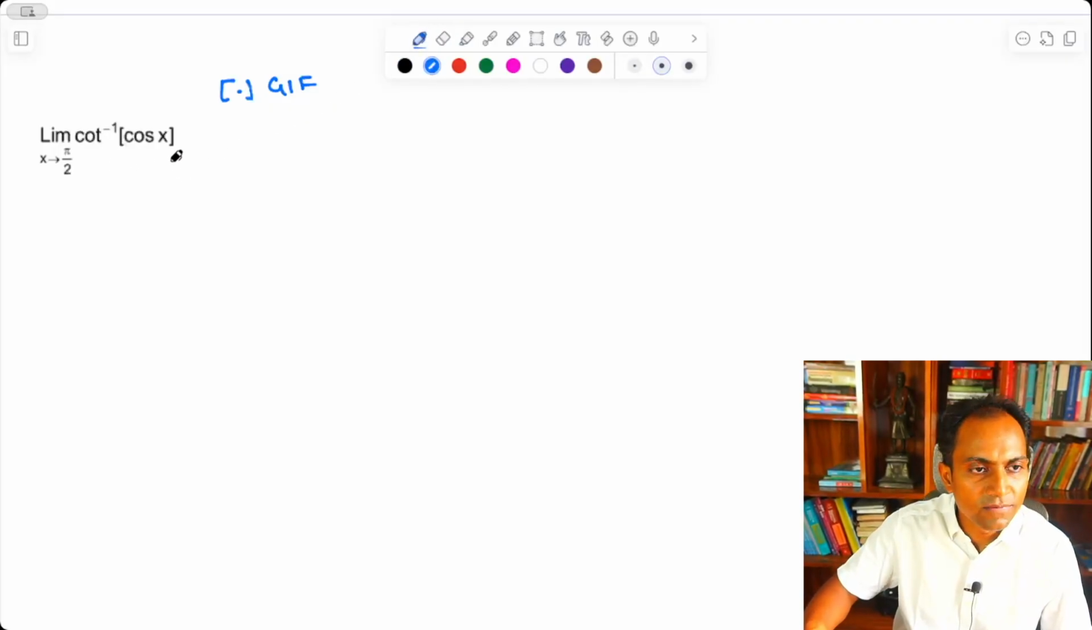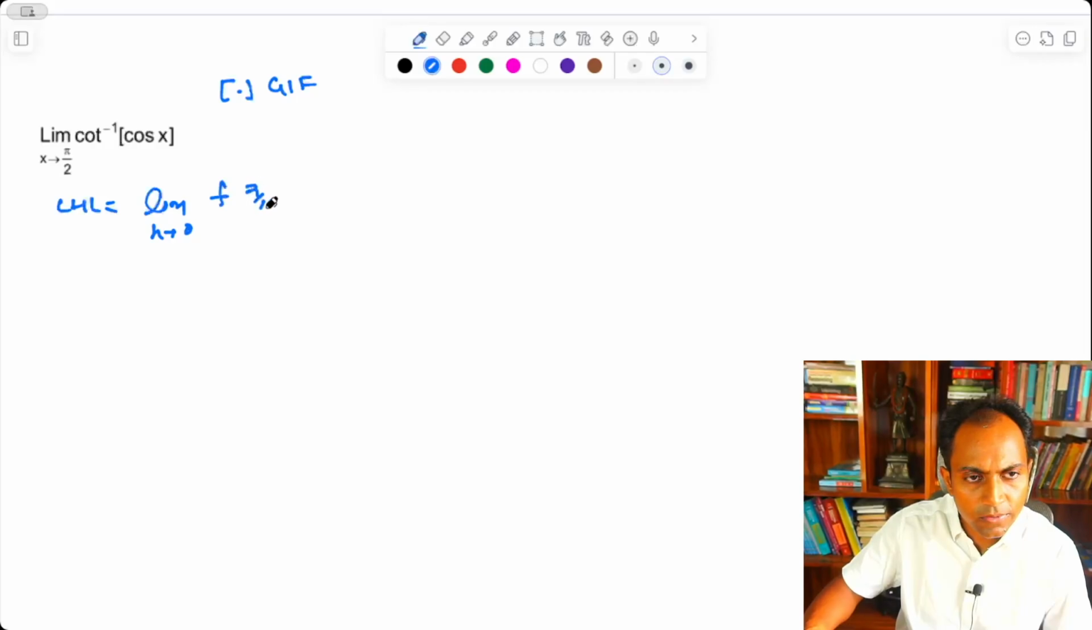Now once you have this question, what we are saying is what happens in the vicinity of pi by 2. Now let us understand through the graph. In fact, it would be better if I find LHL RHL. So now h tends to 0. What is happening? f of pi by 2 minus h I will have to write. So limit h tends to 0.